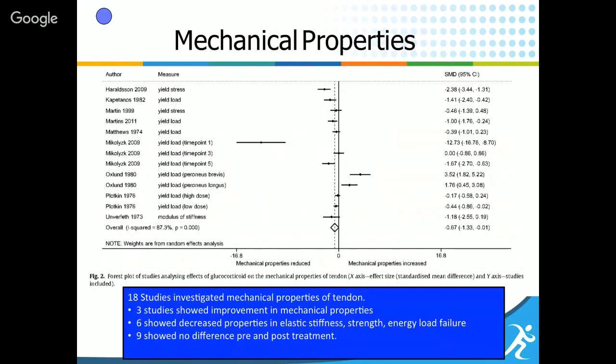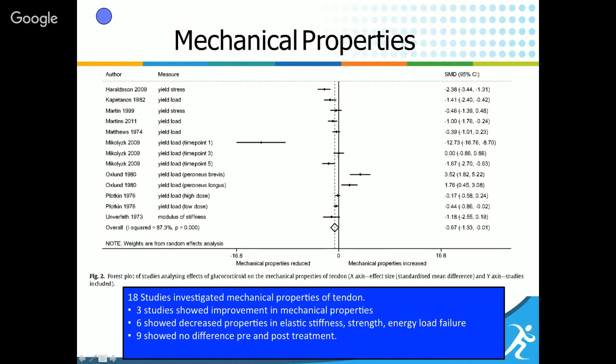Now, this forest plot depicts a number of studies which looked at mechanical properties of the tendons after a corticosteroid injection. As you can see, over on the left side here, this shows decreased mechanical properties or decreased tension. Over here on the right would be increased tension. Now, what you want to think is for tendinopathy, you want to increase the amount of tension that you have in the tendon to make a stronger, more functional tendon.